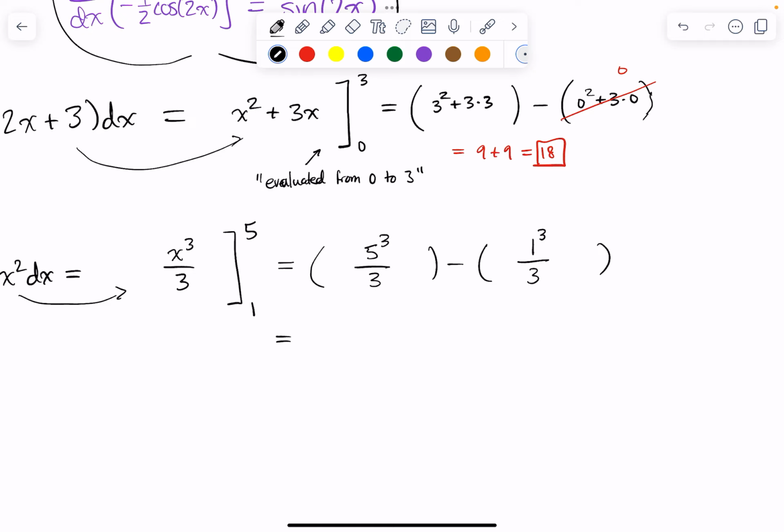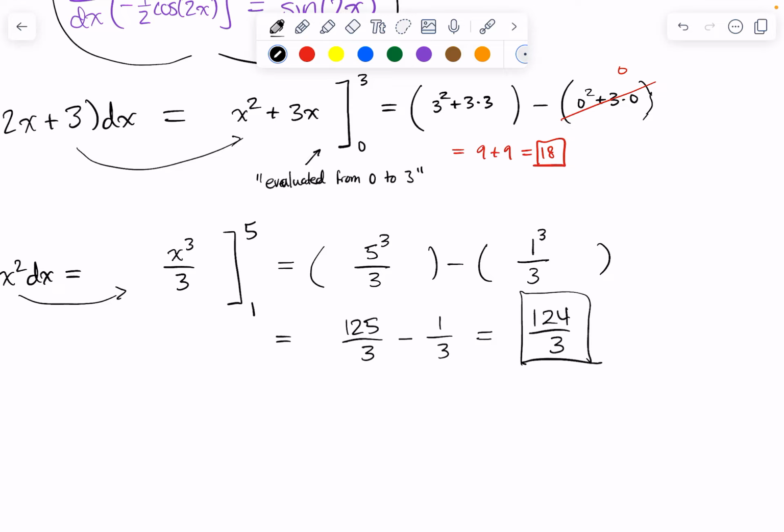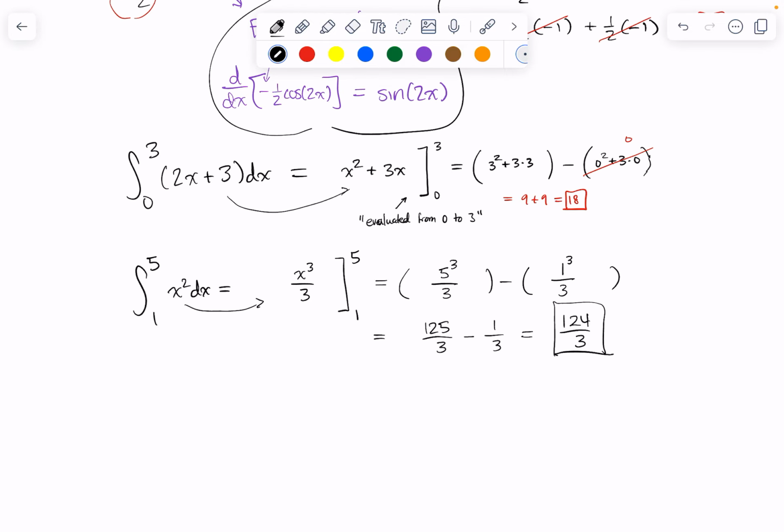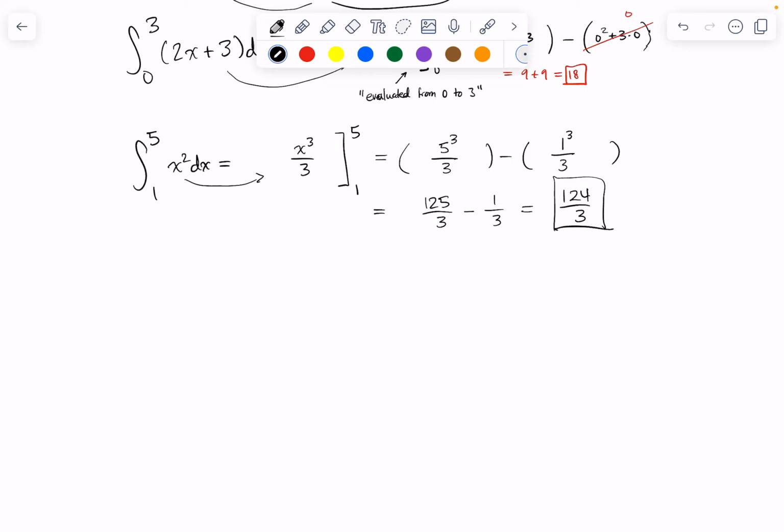5 cubed, that's 125. 1 cubed, that's 1. So we end up getting 124 over 3, and I do not think that is divisible by 3. So I'm fairly certain that this is the simplified fraction. Cool. Let's do another. I got 3 more.